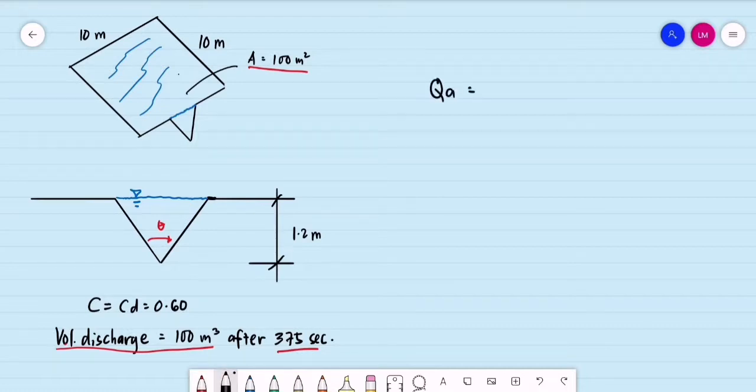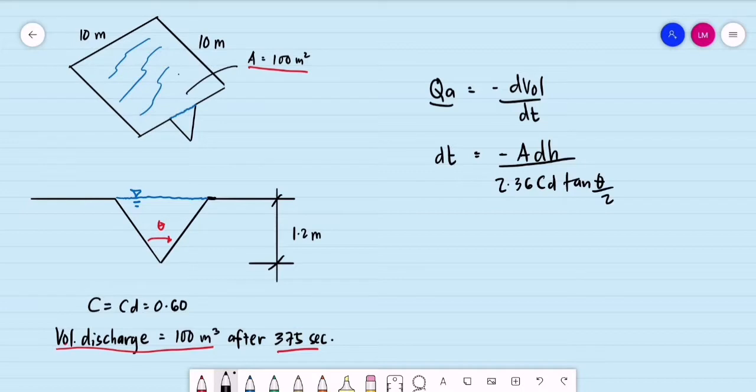Ito yung flow rate actual is equal to negative differential volume divided by the differential time. So we'll be having the equivalent of the differential time is equal to negative area of the tank, differential head, divided by, ano yung flow rate actual kapag triangular? Ito yung 2.36 coefficient of discharge, the tangent of theta over 2, multiplied by the head raised to 5 over 2. Yun. So, yun yung disadvantage kapag weir, maraming masyadong types of weirs. So, if you are to integrate both sides of the equation from 0 to t, ito naman from the initial head to the final head.